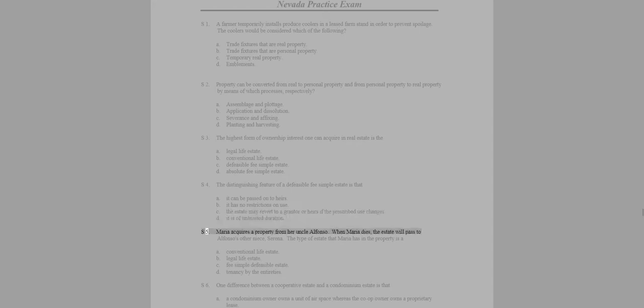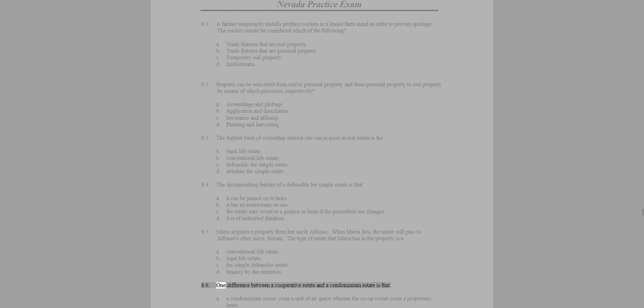S5. Maria acquires a property from her uncle Alfonso. When Maria dies, the estate will pass to Alfonso's other niece, Serena. The type of estate that Maria has in the property is A. Conventional life estate. B. Legal life estate. C. Fee simple defeasible estate. D. Tenancy by the entirety.